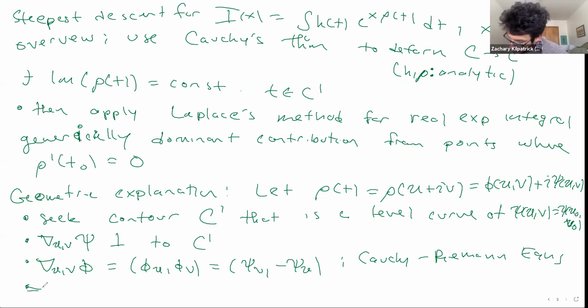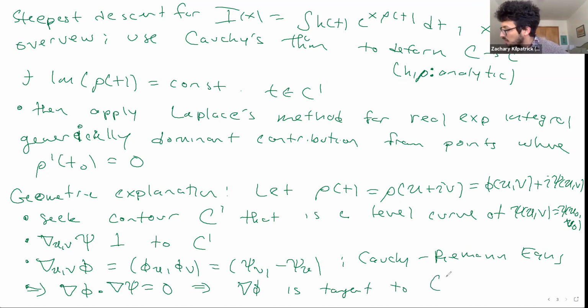And so what does this imply? It implies that the gradient of phi dotted with the gradient of psi is equal to 0. This implies that the gradient of phi is going to be tangent to C prime, our contour that we've constructed.